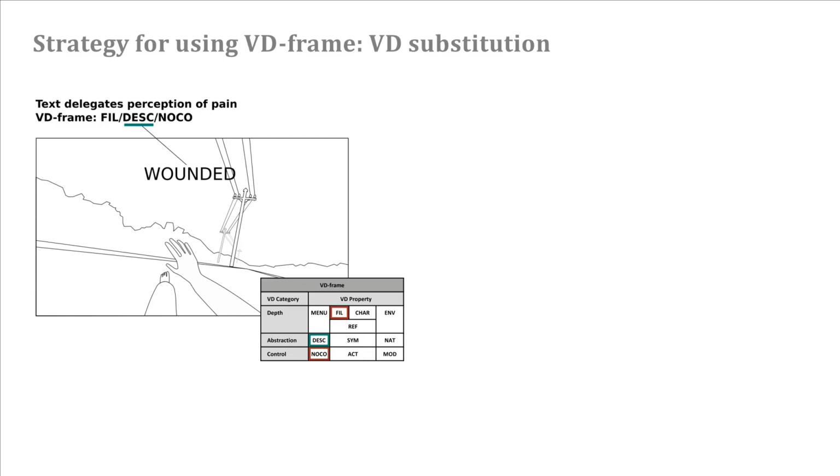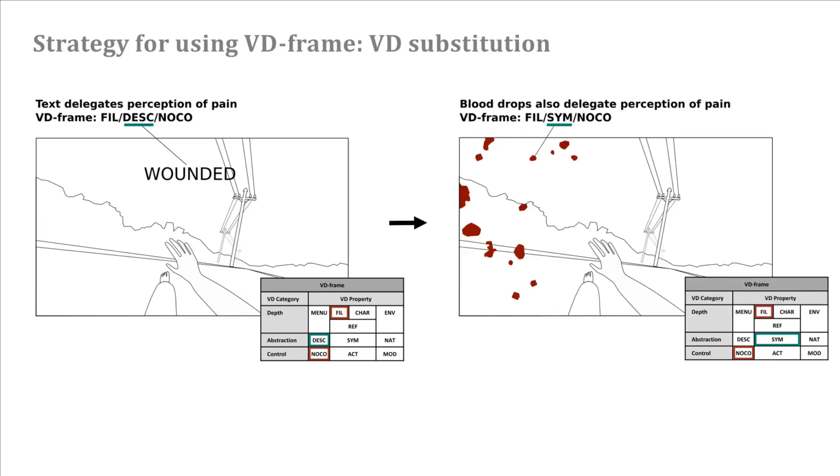On the left-hand side is a game scene including a visual delegate with a descriptive property. This visual delegate is substituted with the visual delegate that has a symbolic property shown on the right-hand side. We substituted a descriptive property with a symbolic property because, according to our findings, symbolic visual delegates are experienced as more efficient than descriptive visual delegates.